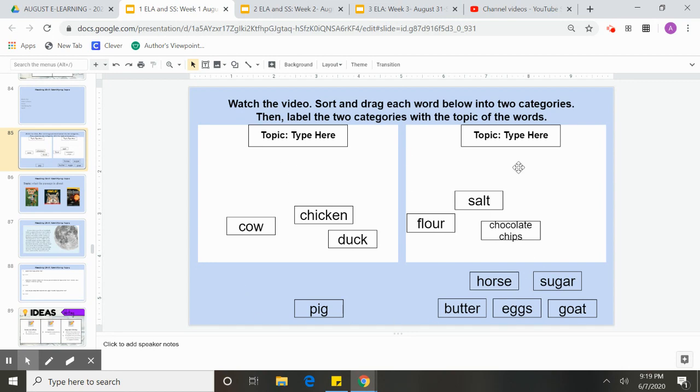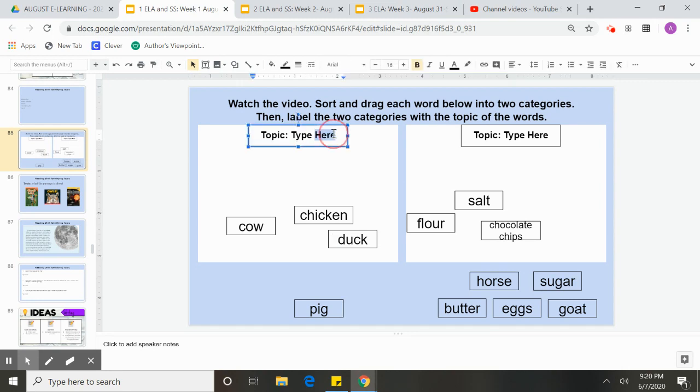Now, I have to come up with a topic for each of these words. A topic is going to be one or two words that sums up what that's about. If I wanted to sum up cow, chicken, and duck, I would say that these are all examples of animals. So I would come to type here and I would say animals. Or you might even say farm animals if you wanted to take it maybe a step further.